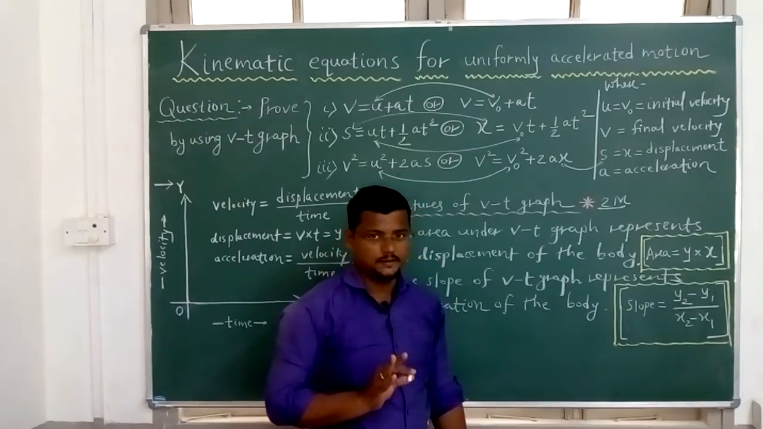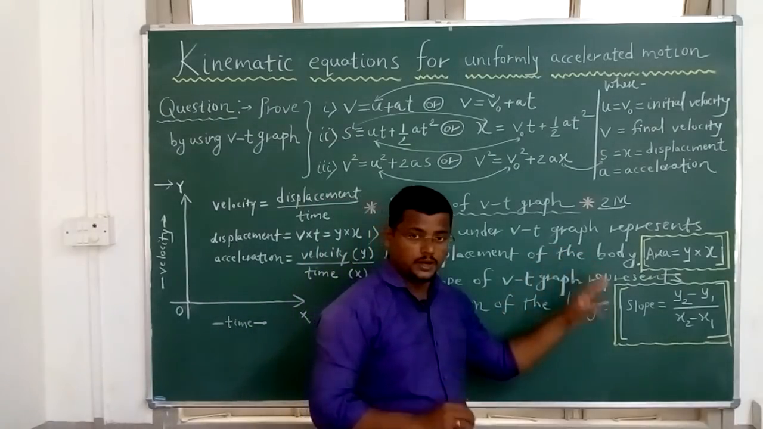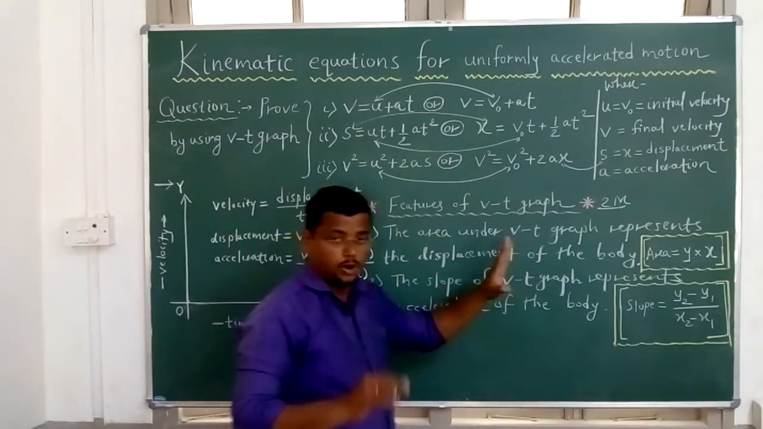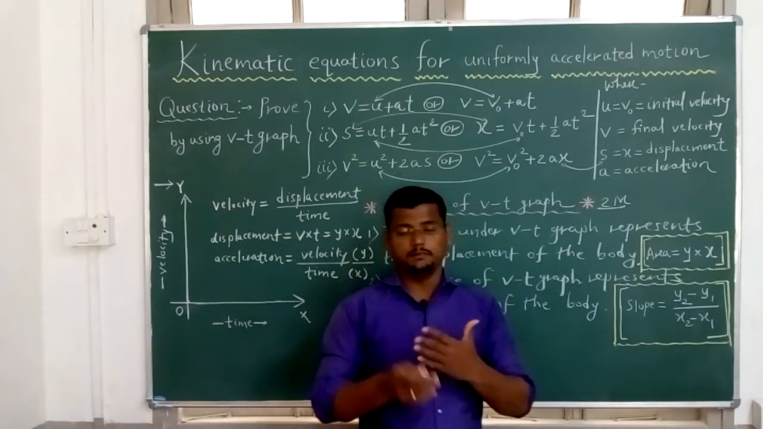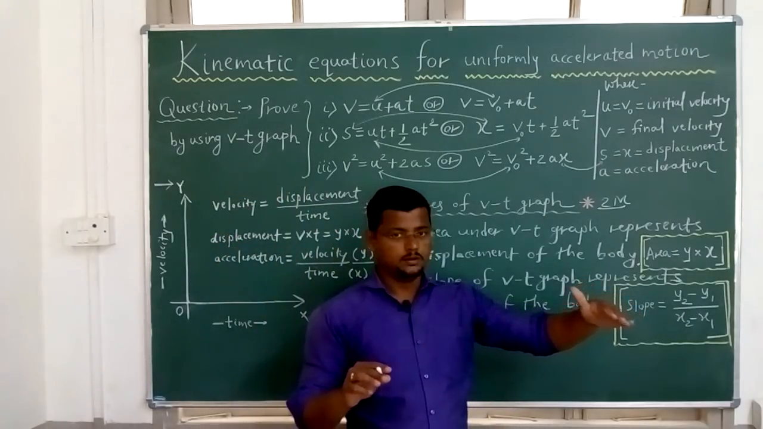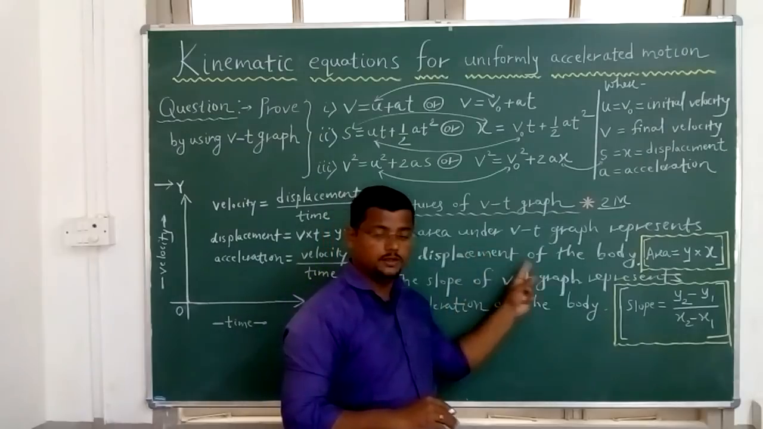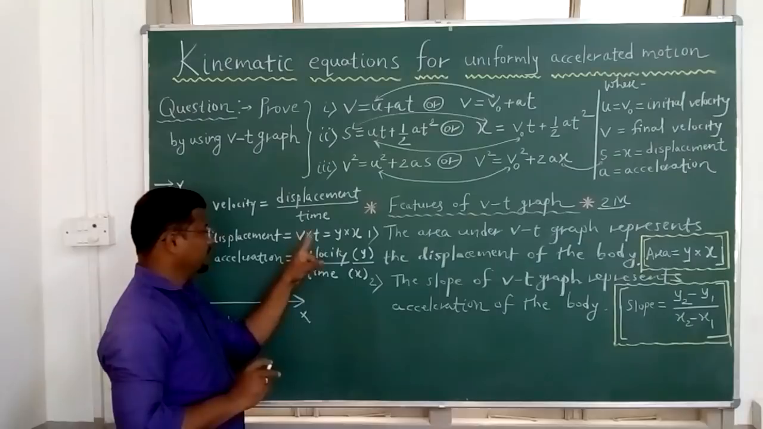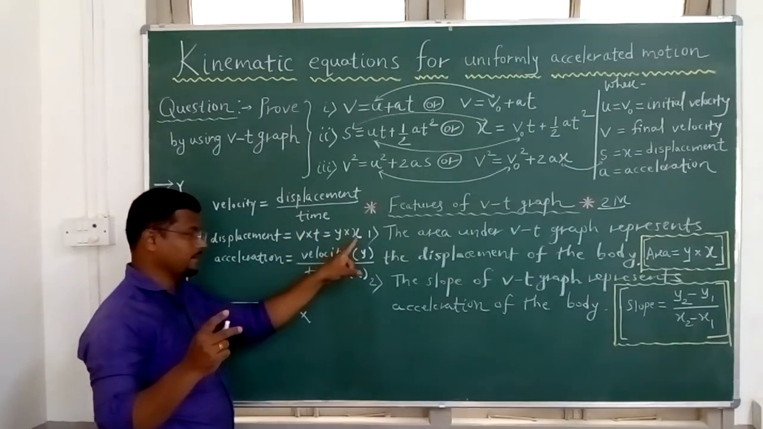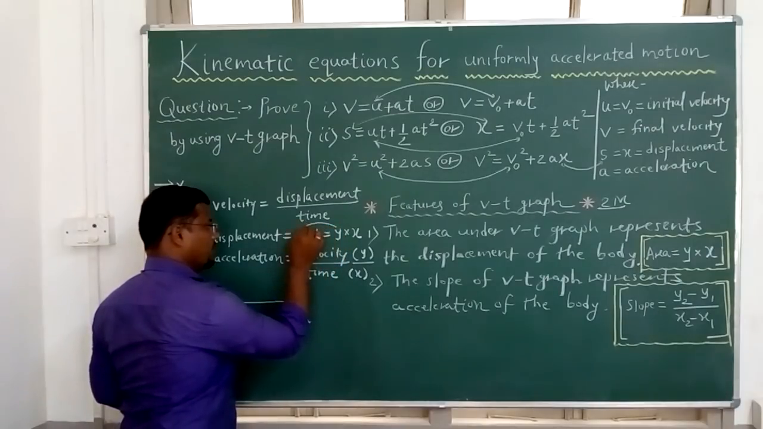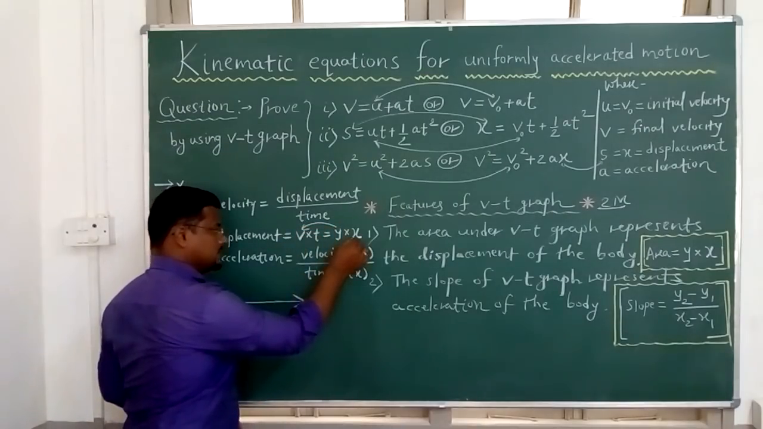Why? I will tell here, right? Whenever you want to find the area of a VT graph, it gives the multiplication of the y-axis quantity and the x-axis quantity. So the area of a VT graph will give y into x. Along the y-axis we have velocity, along the x-axis we have time. So y into x, because along the y-axis we have velocity and along the x-axis we have time.